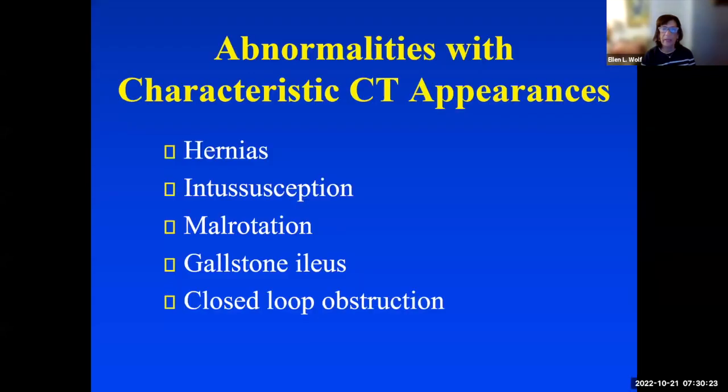So there are abnormalities with characteristic CT appearances that cause small bowel obstruction, which are generally very easy to diagnose. Hernias are easy to see on CT, intussusception as well. Malrotation can be a cause of obstruction with Ladd's bands or volvulus. Gallstone ileus, which we mentioned was a common cause of small bowel obstruction in the elderly non-operated female, and closed loop obstruction. We always want to determine whether obstruction is present if it's closed loop.